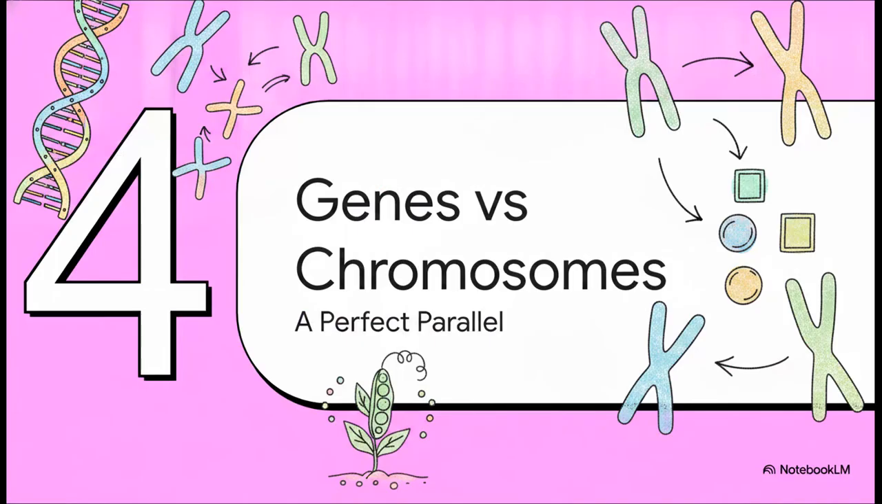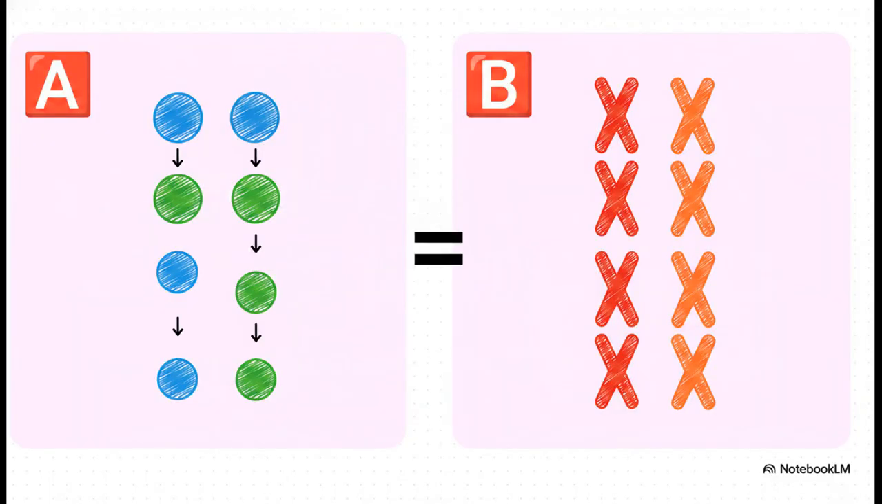Section 4. Comparing genes and chromosomes. Now let's play a quick game of spot the difference between Mendel's factors and these new chromosomes. Look closely at column A and column B. Column A says it occurs in pairs, it segregates at gamete formation, so only one of each pair goes to a gamete, and independent pairs segregate independently. Now for column B, it says it occurs in pairs, it segregates at gamete formation, and one pair segregates independently of another. Notice anything? They are virtually identical descriptions.